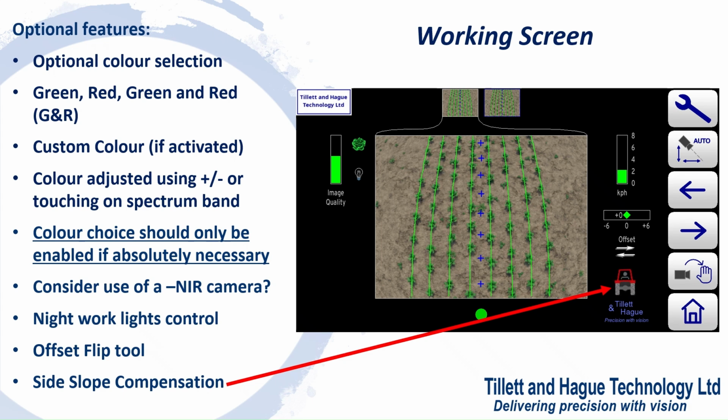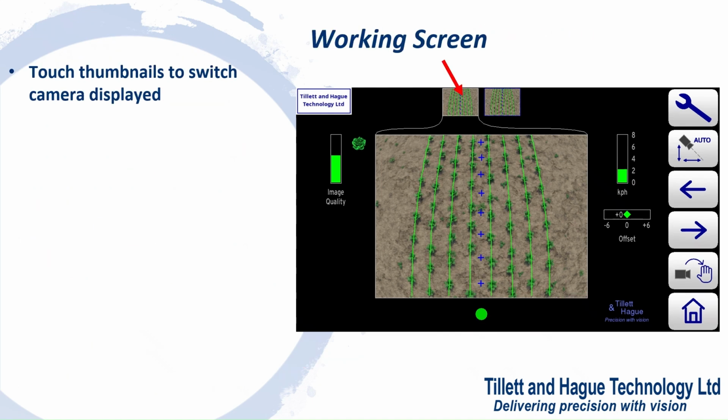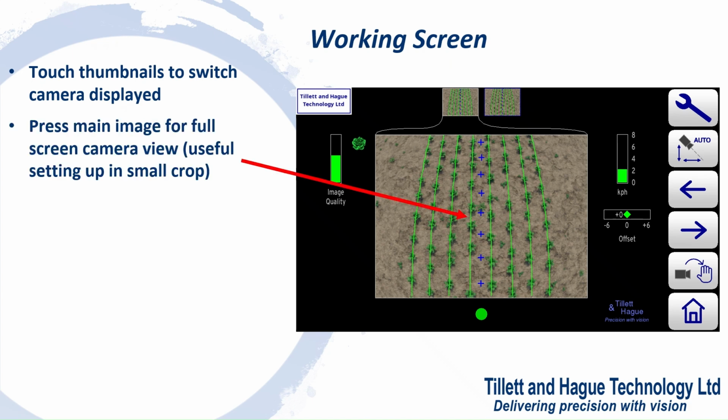Where multiple cameras are fitted, each will have a live video thumbnail at the top of the screen. The currently selected camera will be shown in the larger live camera view. When multiple cameras guide a section, they work together. Whichever camera is selected for live view does not change priority or weighting of the camera information.